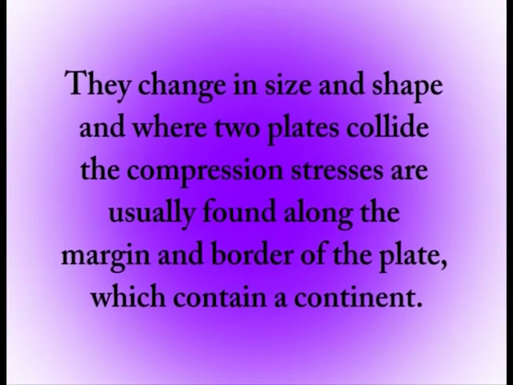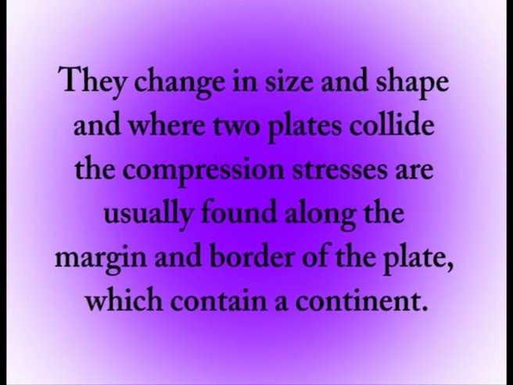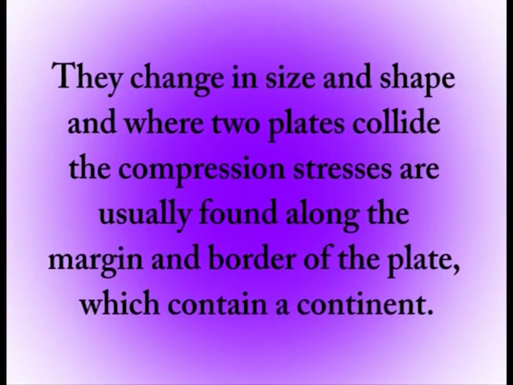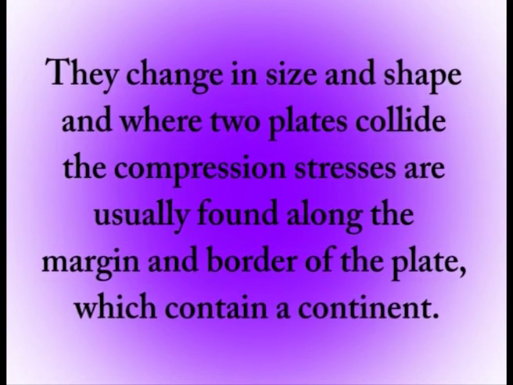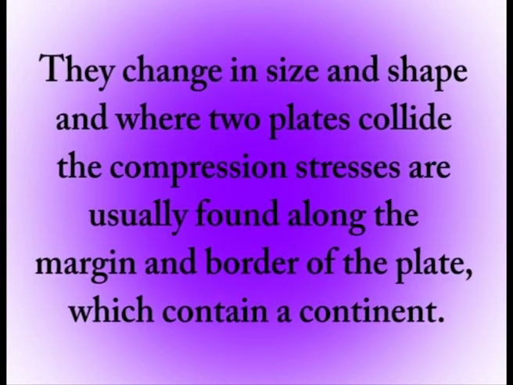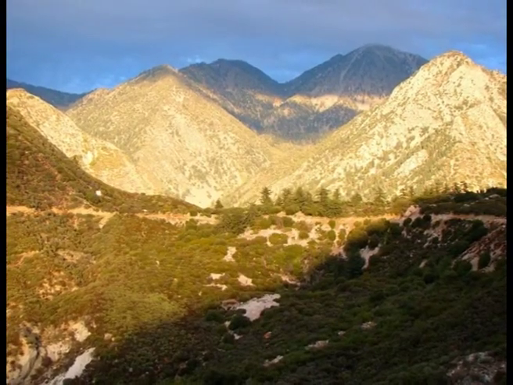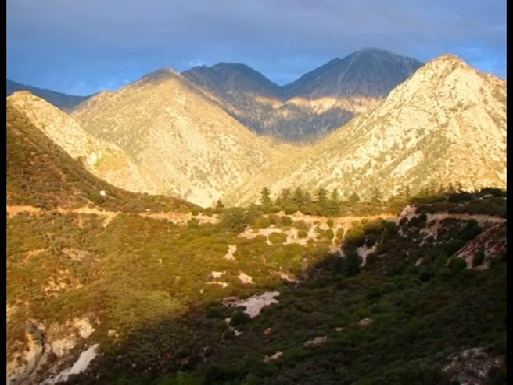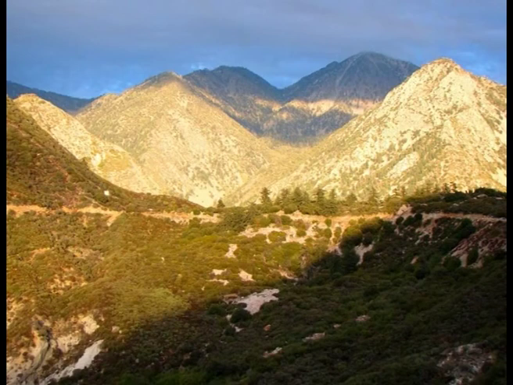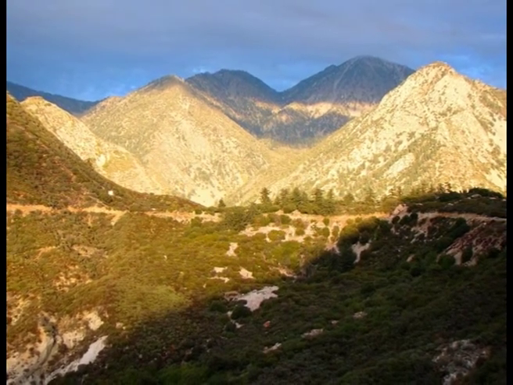They change in size and shape, and where two plates collide, the compression stresses are usually found along the margin and border of the plate which contains a continent. These stresses result in the uplift of the entire continental shelf and the deformation of the structures, which results in the formation of faulted chains of mountains. Thus, it has been seen that mountains are all a result of the uplift of materials of the earth and the deformations caused by the continuous movements of the earth.